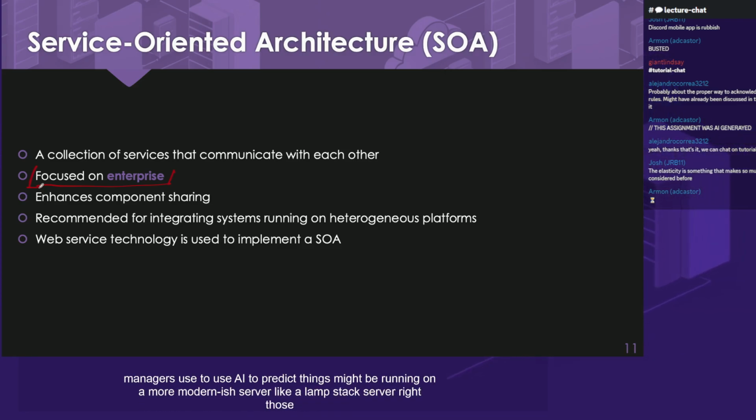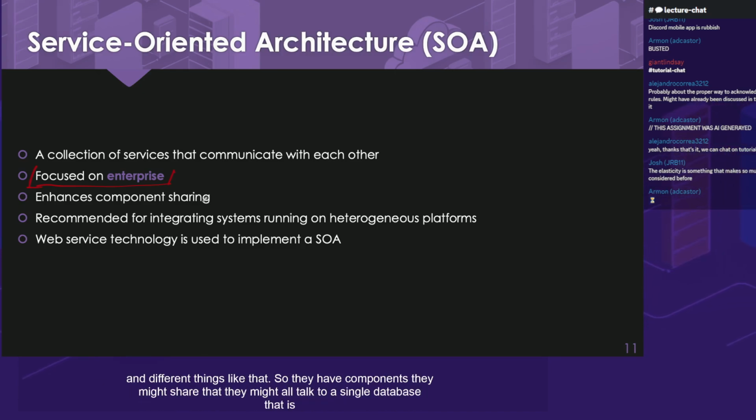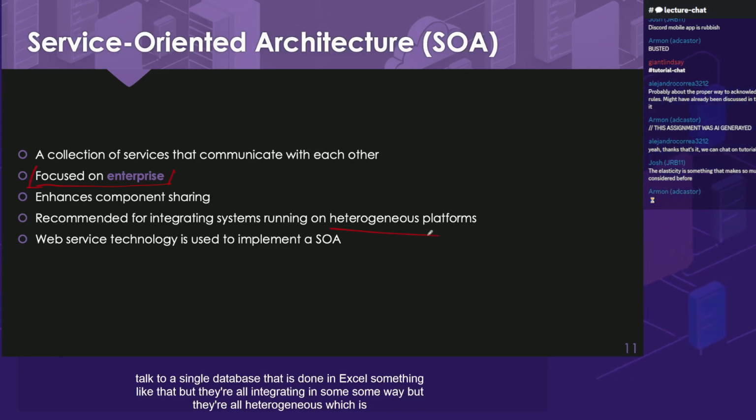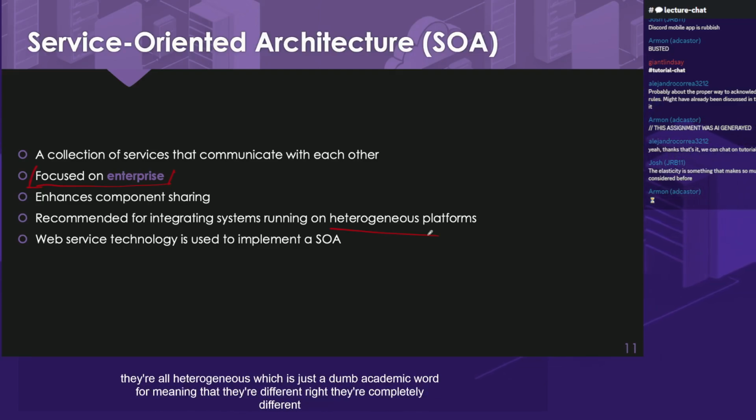Those separate things need to communicate with each other, even though they're wildly different beasts. They're servers that are using completely different operating systems and different things like that. They have components that they might share, that they might all talk to a single database that is done in Excel or something like that. But they're all integrating in some way, but they're all heterogeneous, which is just a dumb academic word for meaning that they're different, right? They're completely different, gigantic servers. But they're doing entirely different big jobs together.